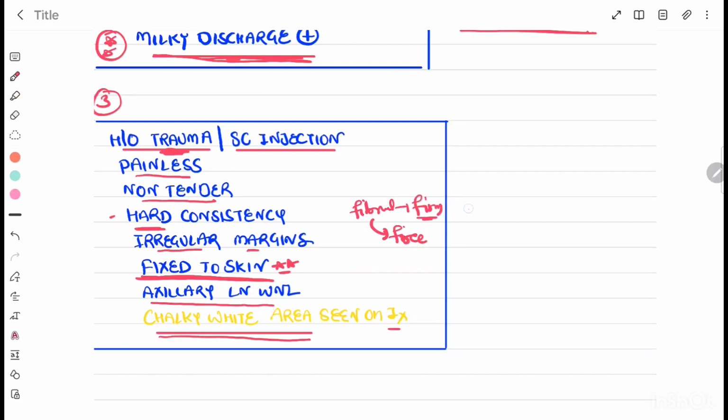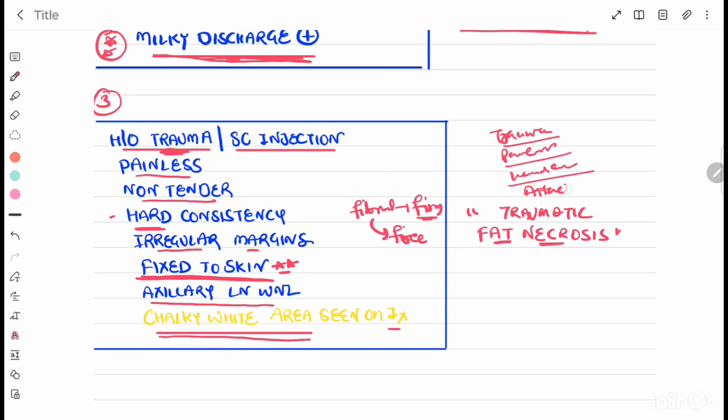Then there will be suspicion of fat necrosis, traumatic fat necrosis. So the key points are trauma, painless lump, hard consistency, and it is attached to skin. All these points point toward fat necrosis.